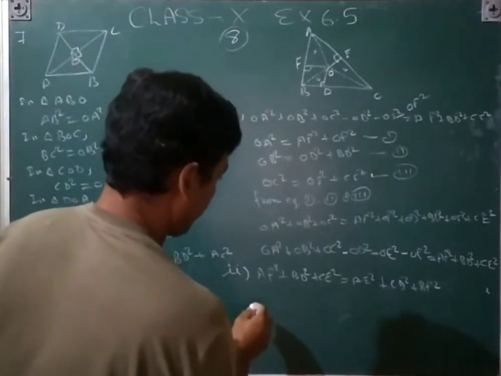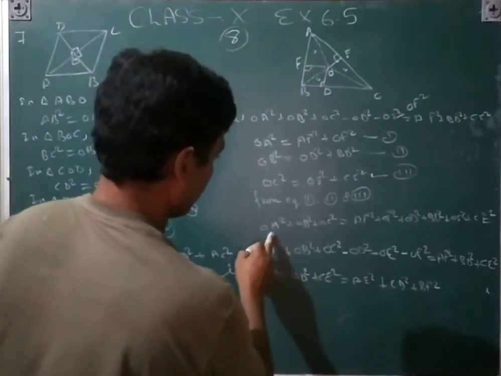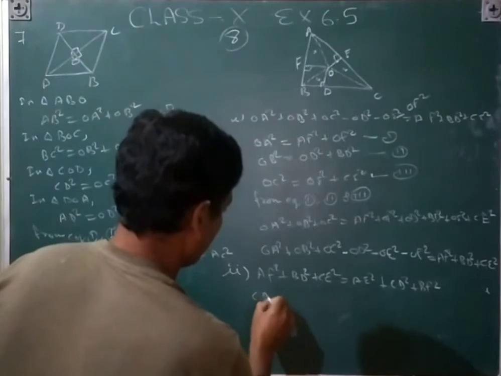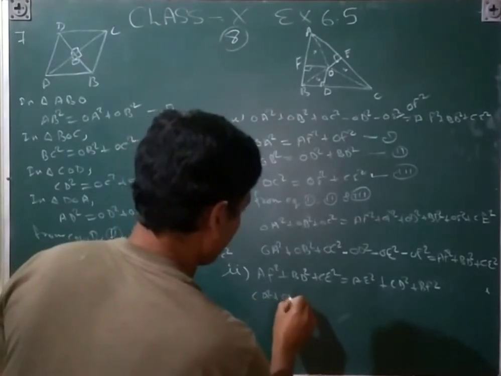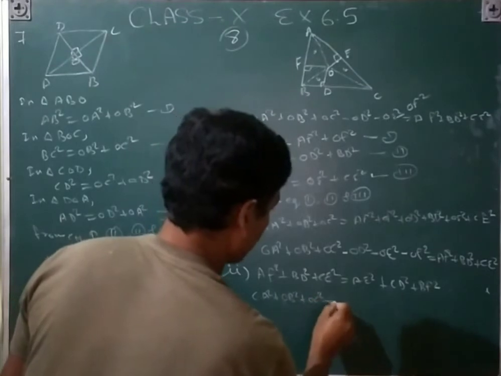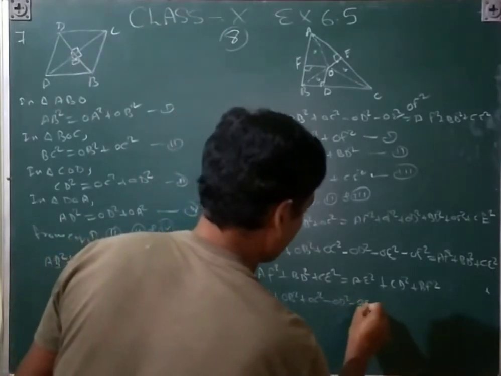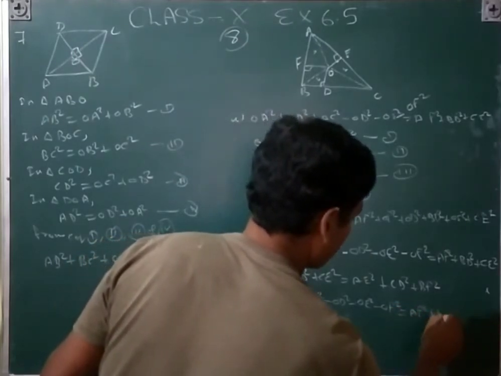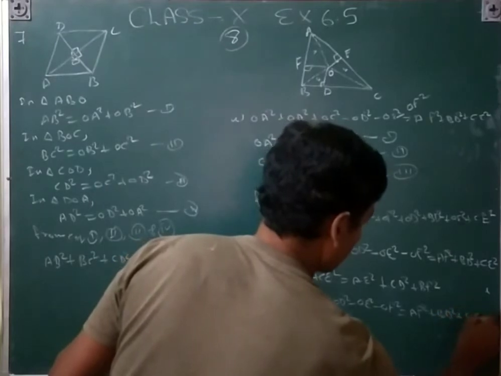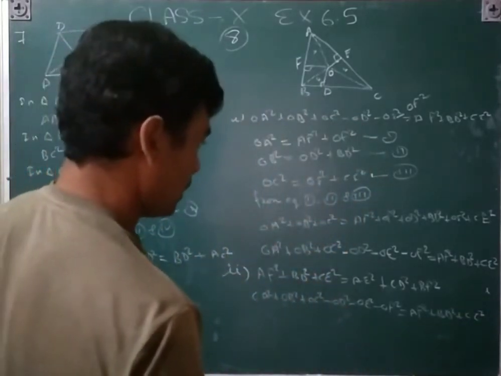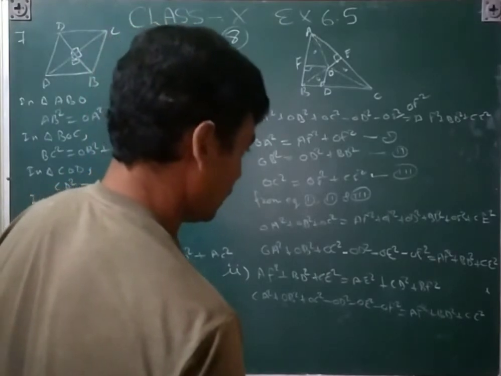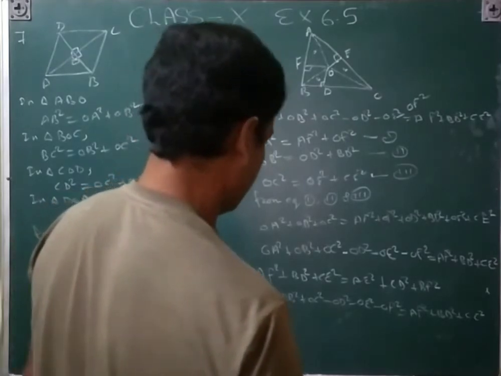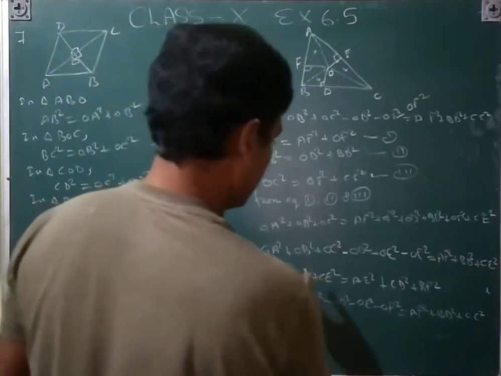Which one have we proved? This one. We have proved already: OA square plus OB square plus OC square minus OD square minus OE square minus OF square is equal to AF square plus BD square plus CE square. We have already proved that.